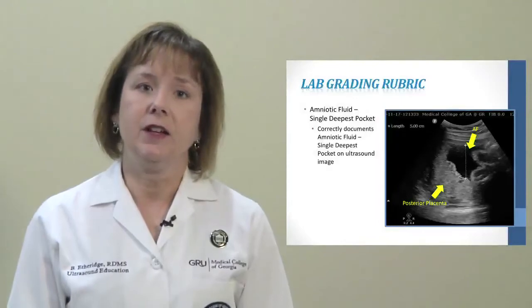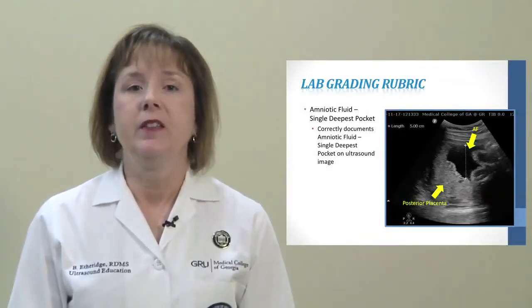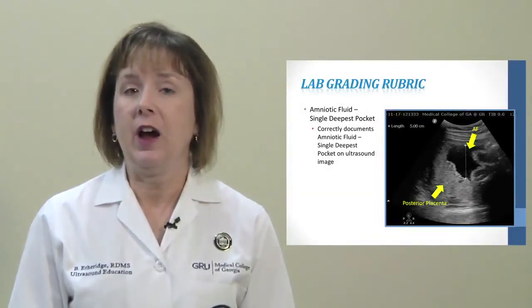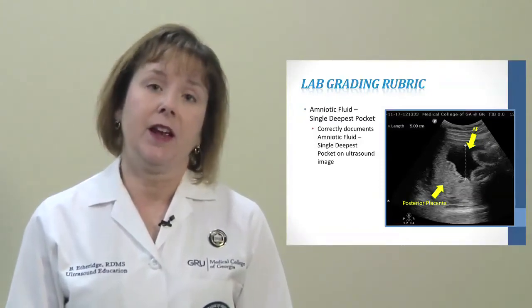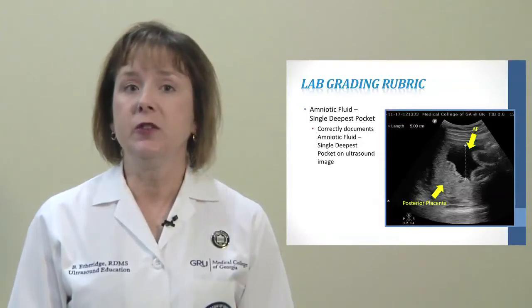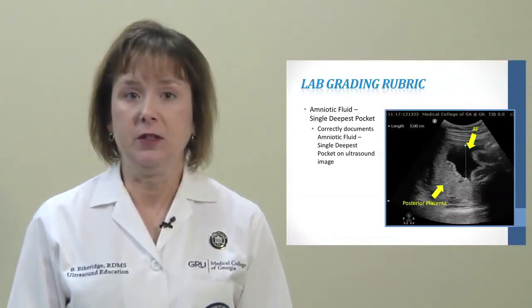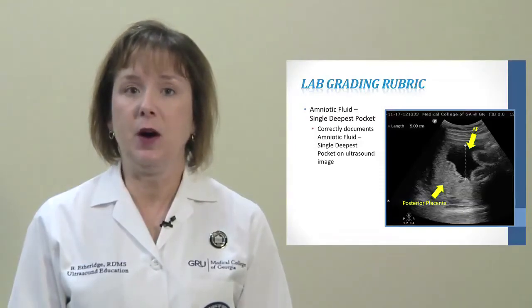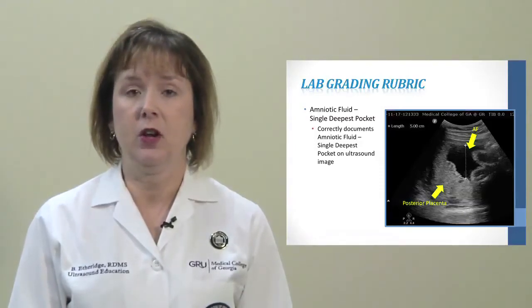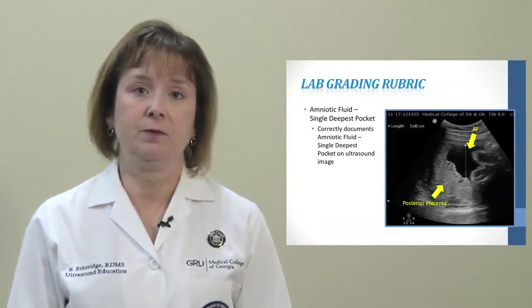Here is the last image that you should acquire. This image corresponds to the item on the grading rubric that says, correctly documents amniotic fluid, single deepest pocket on ultrasound image. You can see in this image we have measured the amniotic fluid pocket to be 5 centimeters, which is within the normal range.